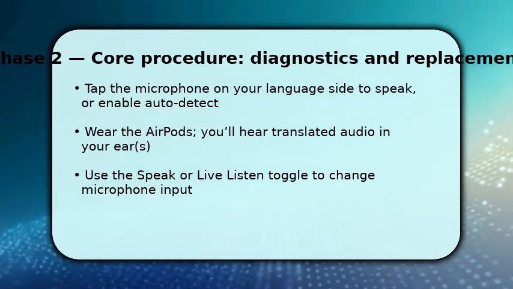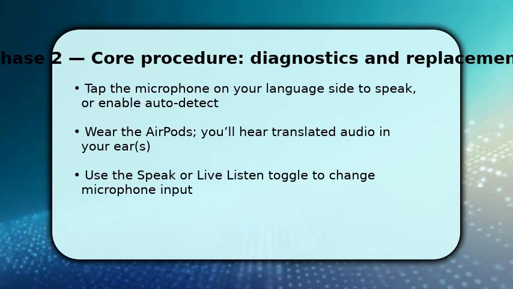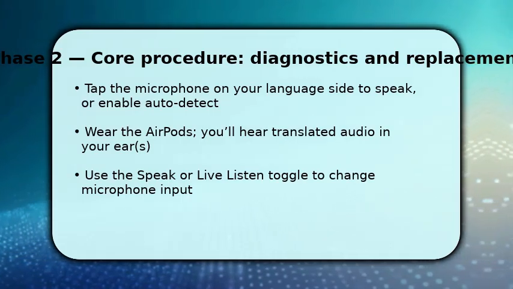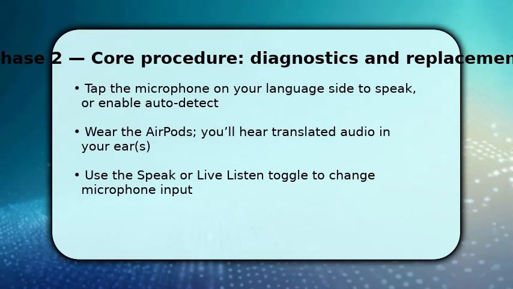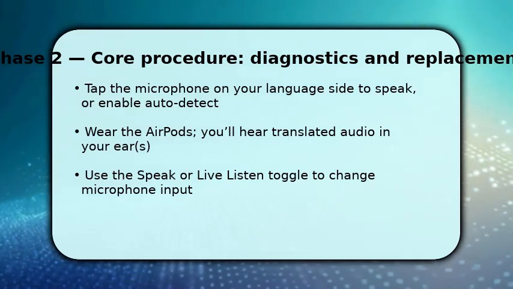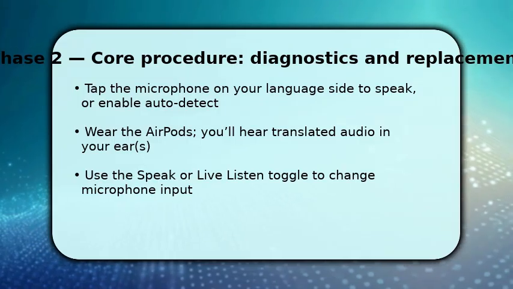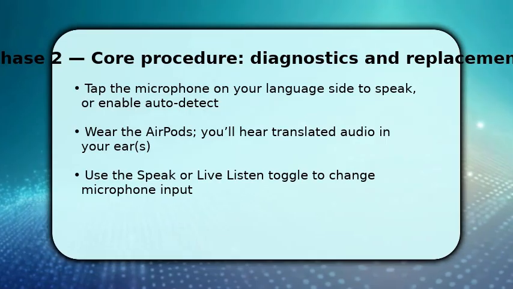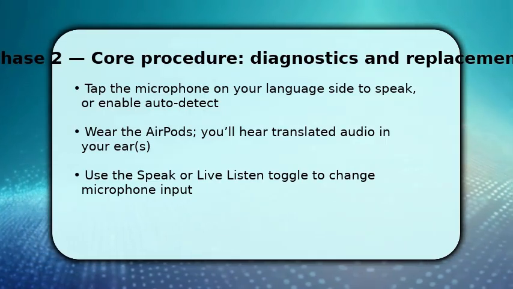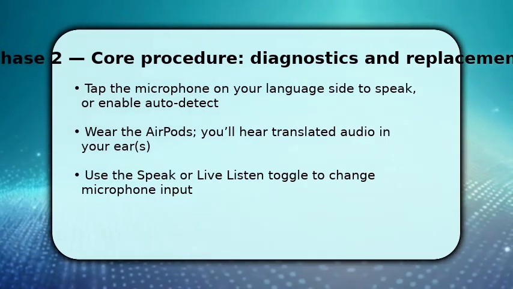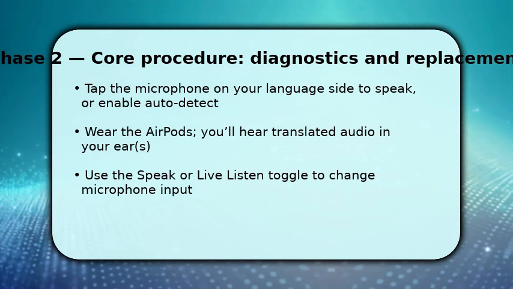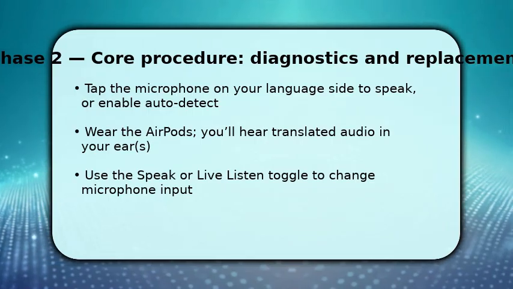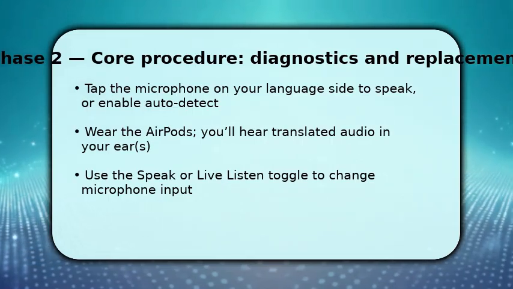Wear the AirPods and position the iPhone so both speakers can be heard. Tap the microphone on your side to speak or enable auto detect so the app switches automatically. This improves flow in multi-person conversations. The AirPods play the translated response immediately, which helps you keep eye contact. If background noise is loud, switch to the live listen style input in Control Center to focus the iPhone mic on one speaker. This reduces errors and keeps translations coherent and usable.